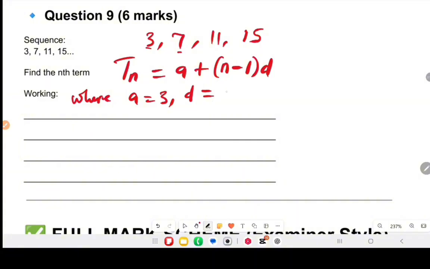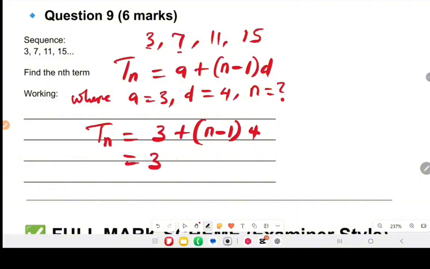So 4 is the common difference and n is not given. Now we put this into the formula. We have Tn is equal to A, which is 3, plus n minus 1, where n is not given, times 4. When we open the bracket, we have 3 plus 4n minus 4. Then when we collect the like terms, we have 4n minus 1 as the nth term.